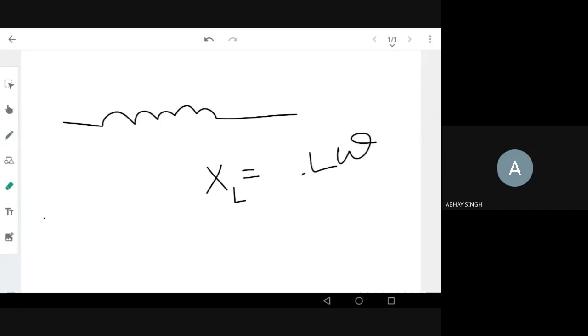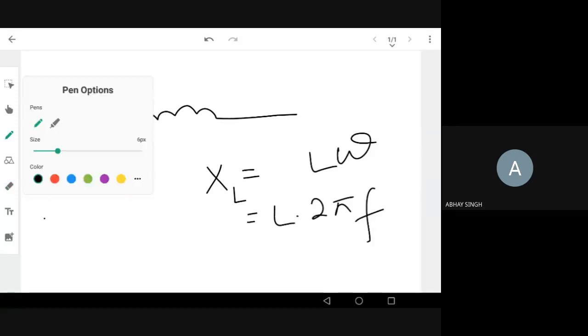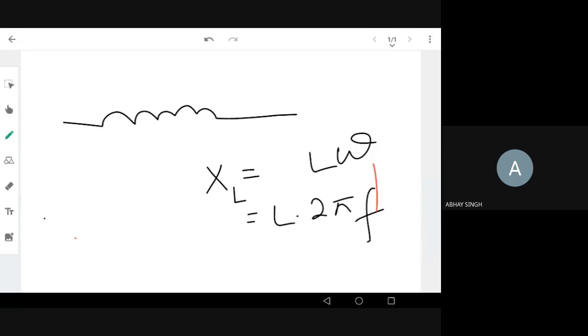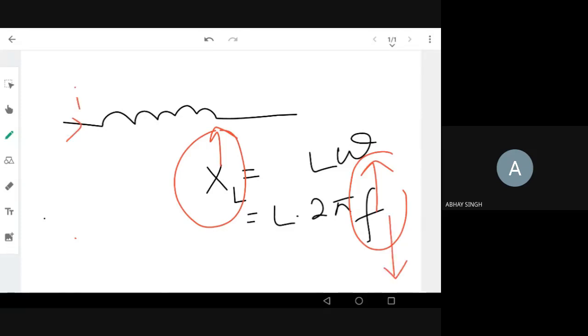So XL is L omega, which means inductance times 2 pi times frequency. Comparing these equations, if the frequency increases, the impedance is going to increase. As the frequency goes on increasing, your inductor is going to give high resistance or impedance to the signal. And in reverse, if the frequency decreases, the impedance decreases.